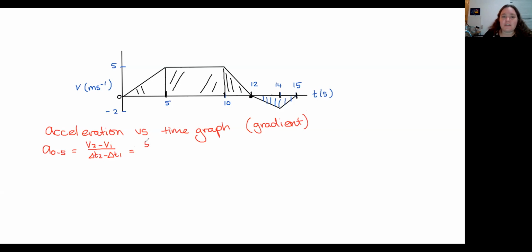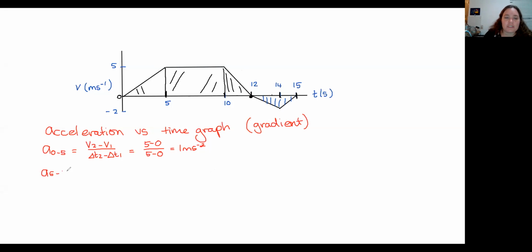So my final velocity is 5. My initial velocity is 0. My final time is 5. My initial is 0. So my acceleration is 1 meter per second squared. Nice thing about acceleration, it is not cumulative. If you are accelerating, there is nothing to stop you from immediately slamming on brakes. Okay, so your acceleration could go from one value to an extreme opposite value instantaneously.